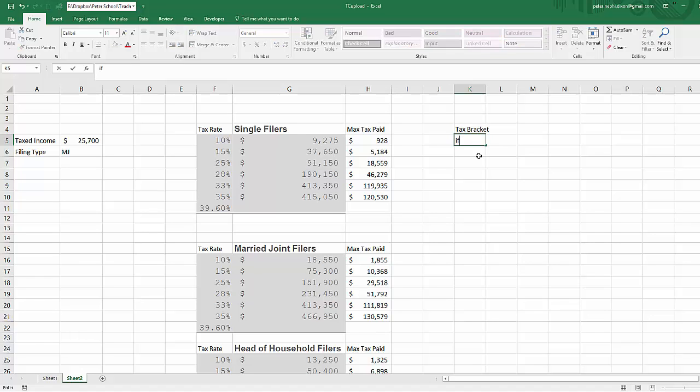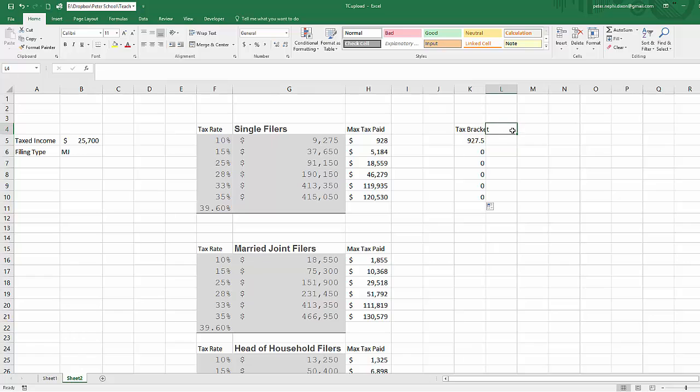I'm going to create an if statement. I'm going to say equals if this number, so our threshold, is less than our taxed income, make sure you anchor on that, then give me our max tax paid. If not, give me a 0. And we'll do this for all of these.